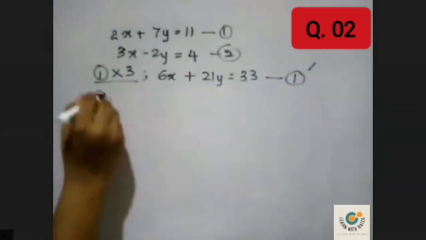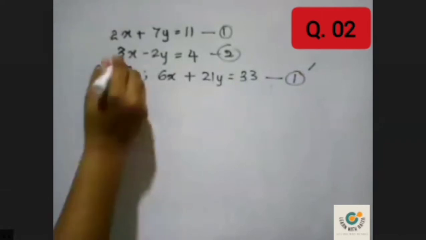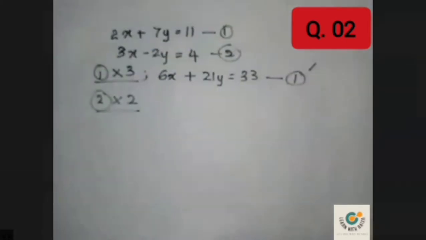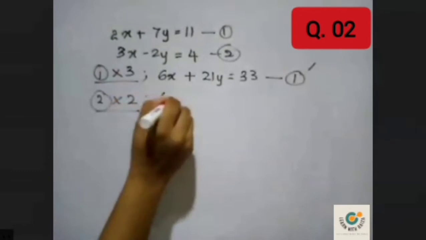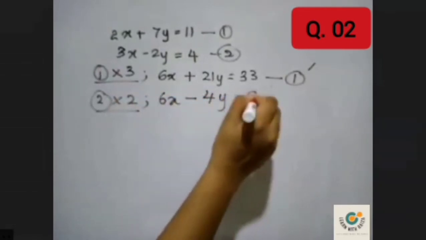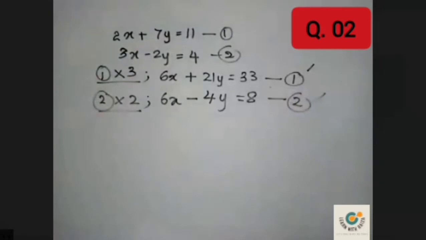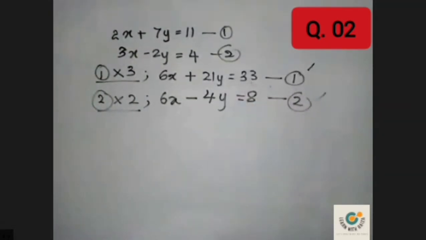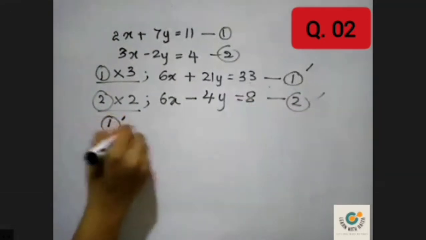I'm going to multiply my second equation by 2, the whole thing multiplied by 2. 2 times 3 is 6x. 2 times 2 is 4y. 2 times 4 is 8. This is my second equation, 2 dash. Now I can say this is the bigger value. So what can I do? I can take 1 dash minus 2 dash.